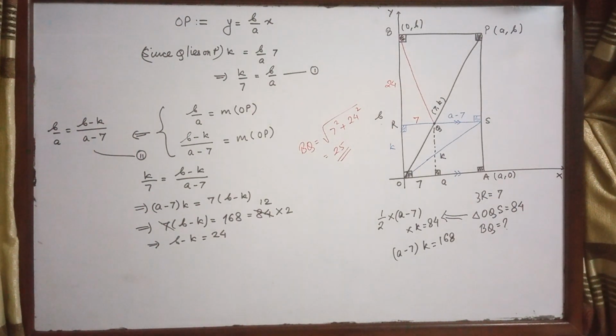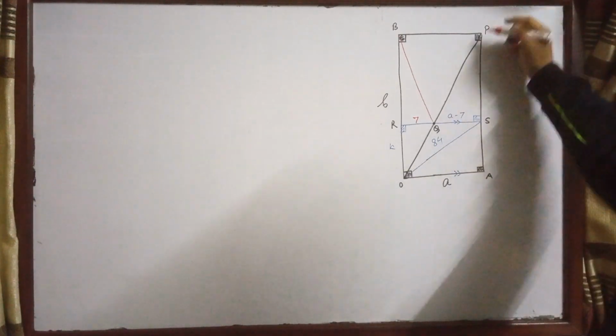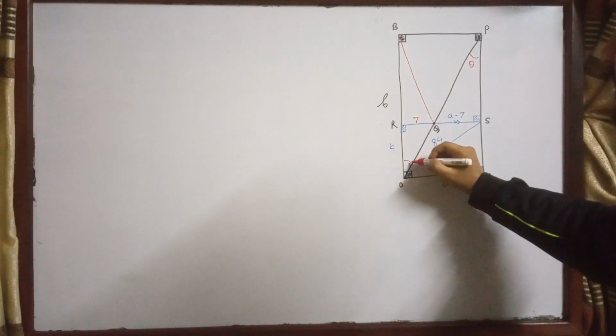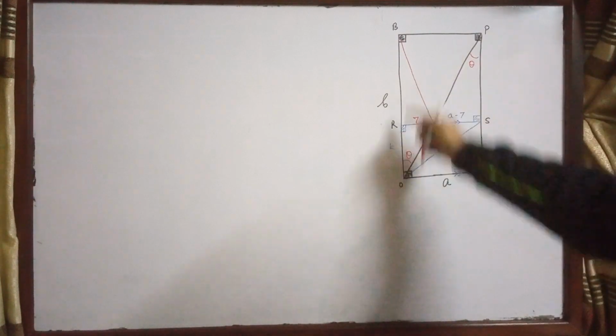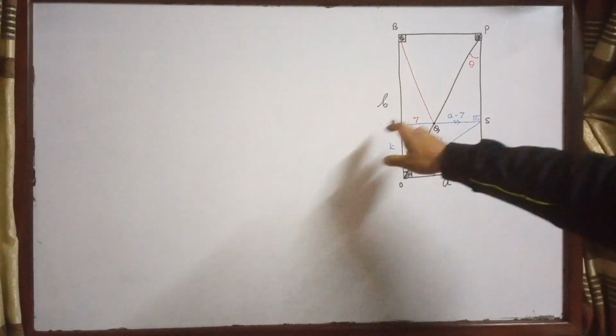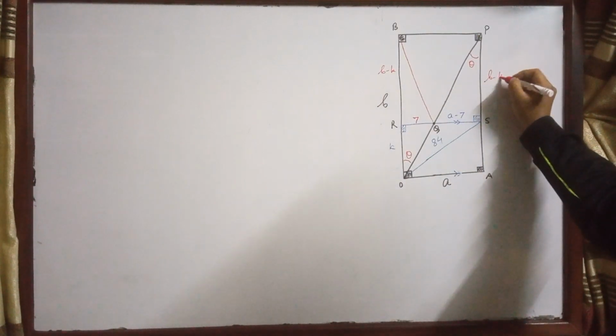So let me just clear the board for now. We're using the same notations as we have used before. What do we get? We get something like this. Now if I say that this angle is theta, then this angle will also be theta because opposite sides of a rectangle are parallel. Next, as before, this length will be B minus K and this length will also be B minus K.